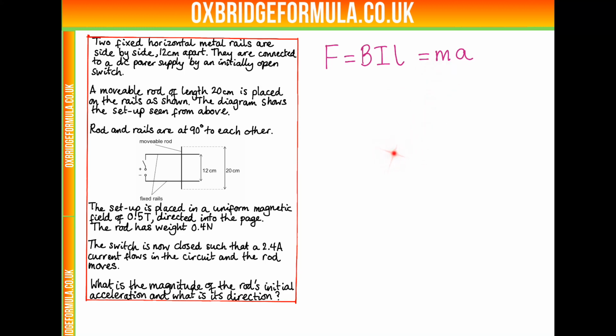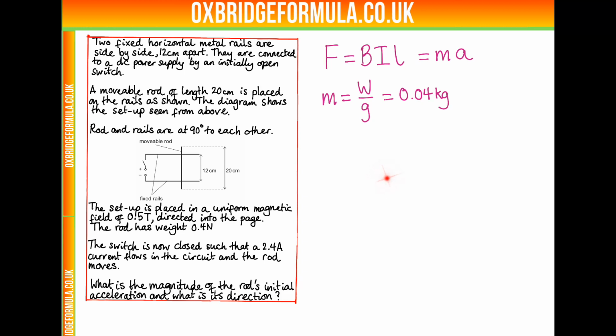So the mass is simply related to the weight divided by g. So mass is weight divided by g, so 0.04 kilograms. So that's why they provided that bit of information, in order to get the mass. So we know B, we know I, so what else should we use?